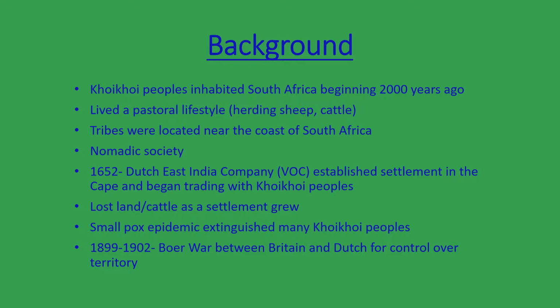In 1899 to 1902, there was the Boer War between Britain and the Dutch for control over the territory. Britain ended up winning this war, and then Britain gained control over the colonies in South Africa.